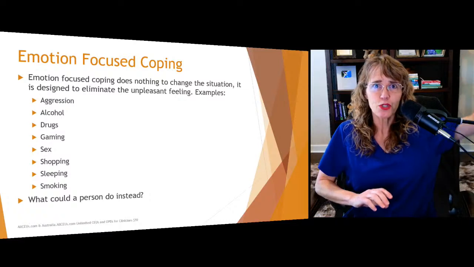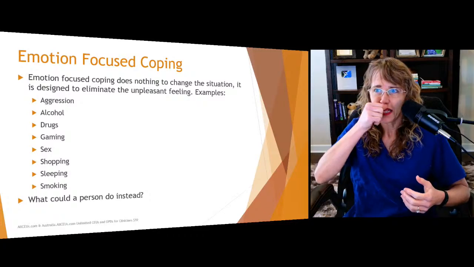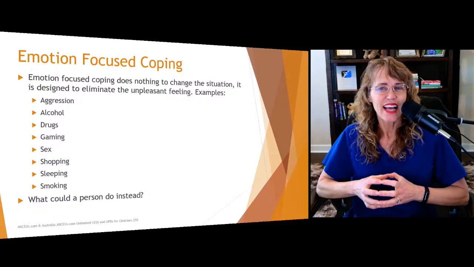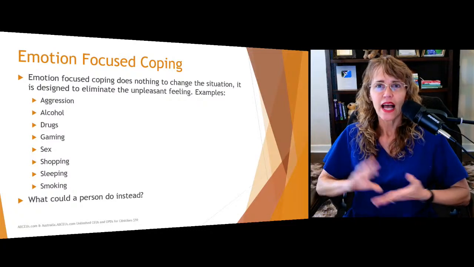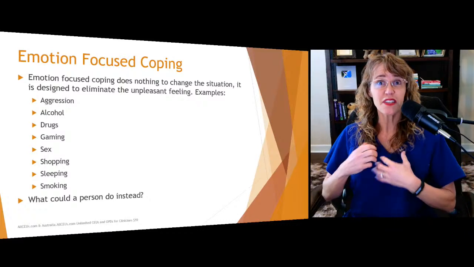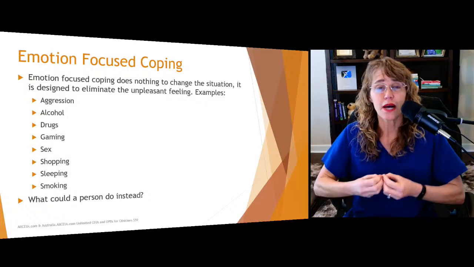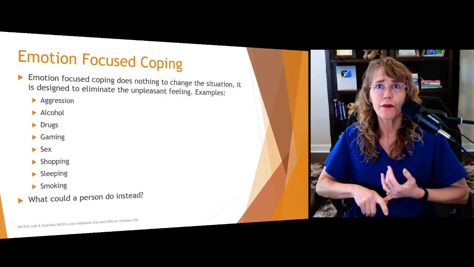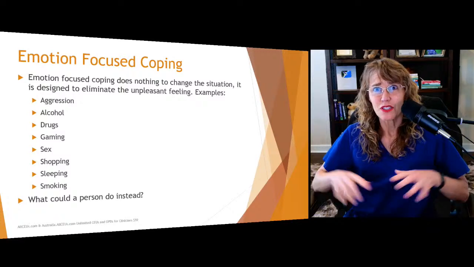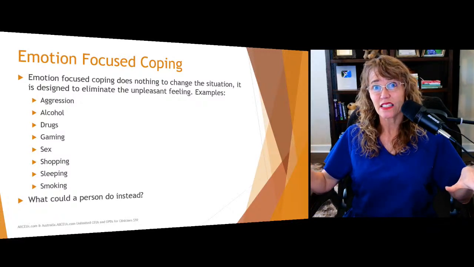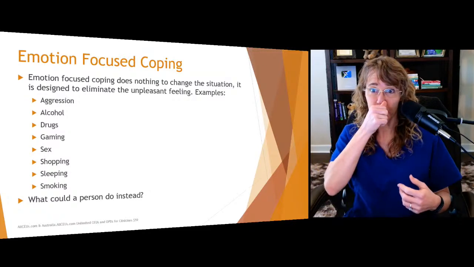Emotion-focused coping. Remember, that was one of those away behaviors. Emotion-focused coping, as I'm defining it here, does nothing to change the situation. It's designed to basically just numb the unpleasant feelings for the moment. Examples can be aggression. If I feel scared and I lash out, then I'm acting on emotion. I'm not necessarily acting on facts. Does it potentially solve that immediate problem? Yes. But what are the consequences? And does it solve the problem in the long term? Or am I just going to have to keep repeating this cycle?